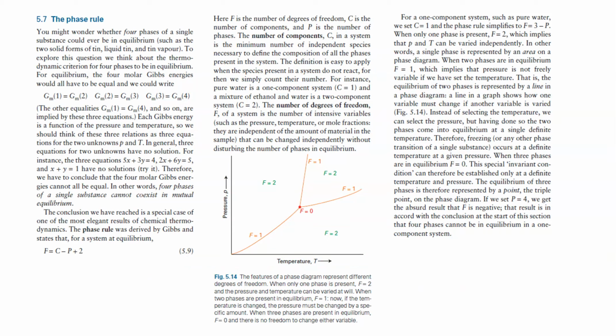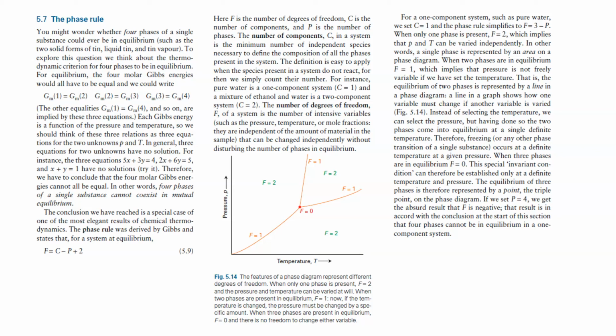Moving along, back to the nitty-gritty, phase rule. You might wonder whether 4 phases of a single substance could ever be in equilibrium, such as 2 solid forms of tin, liquid tin, and tin vapor. To explore this question, we think about the thermodynamic criterion for 4 phases to be in equilibrium.